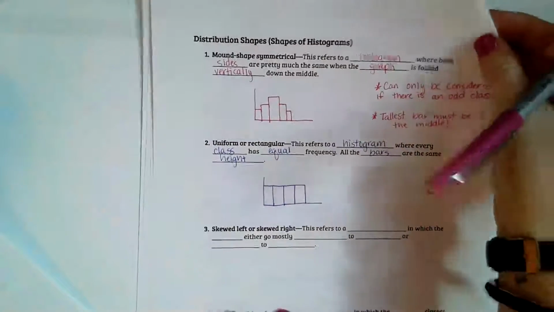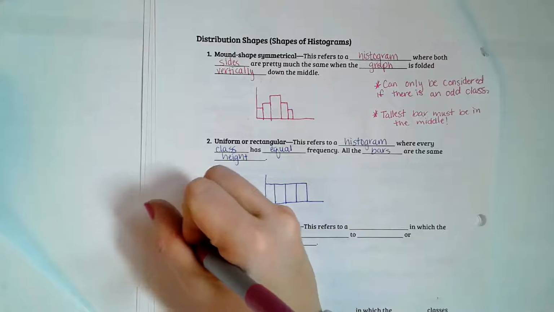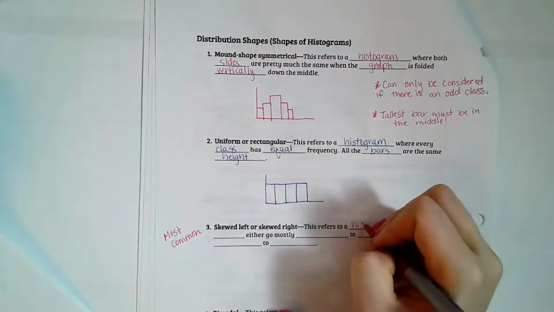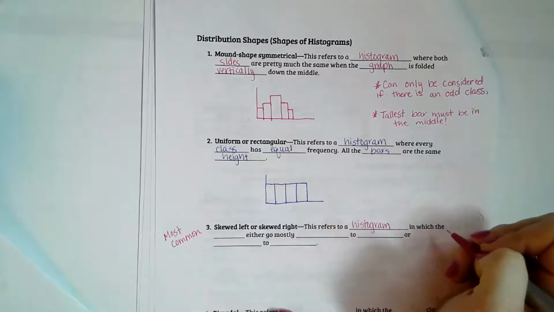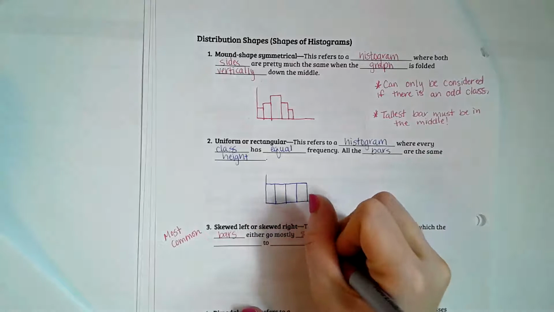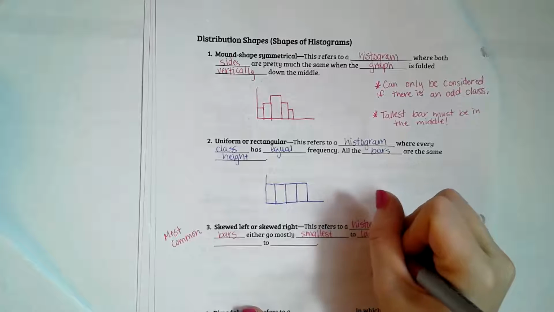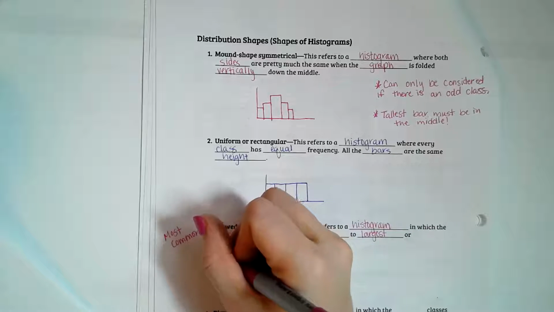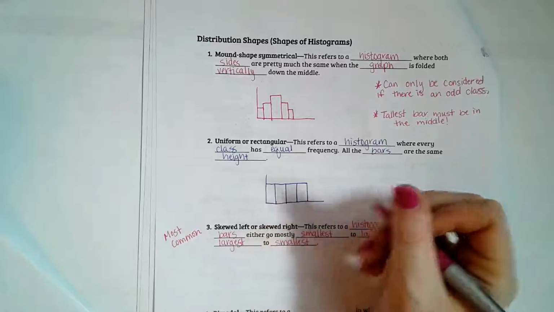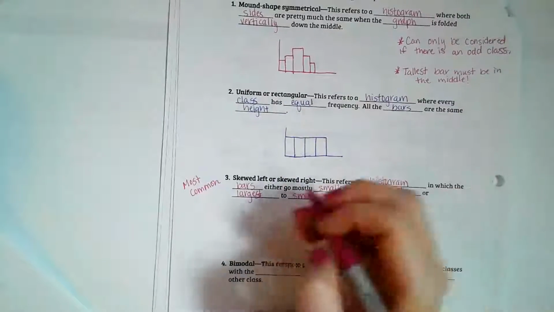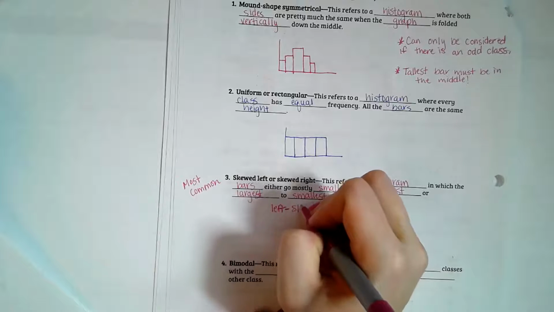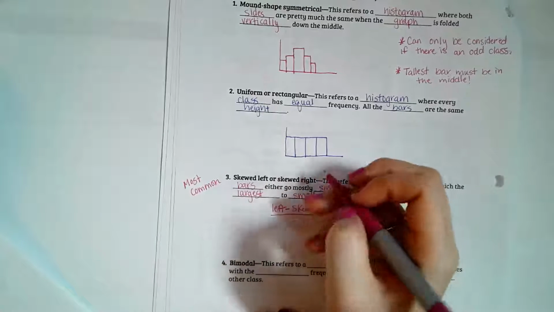Okay, skewed left and skewed right. This one is your most common. So this refers to a histogram in which the bars either go mostly smallest to largest or largest to smallest. So you have to be specific if it's left or right skewed. So one that is left skewed would look like this.